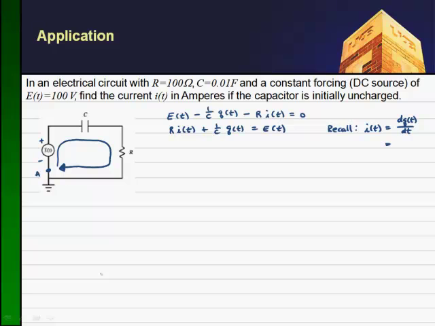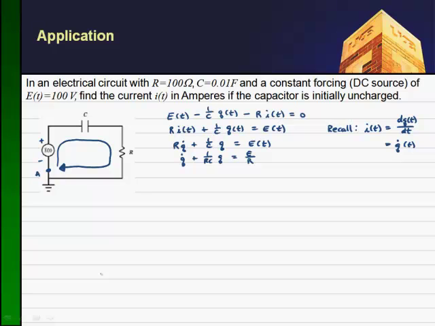I'll just write this as q dot of t, and I'll probably drop the dependence on time. So I write this as R q dot plus 1 over C q is equal to E of t. And so now we have an ODE in just charge, and it's first order. So let's go ahead and divide out by the R on the leading term. And I write this as q dot plus 1 over RC q is equal to E over R, again dropping that time dependence.